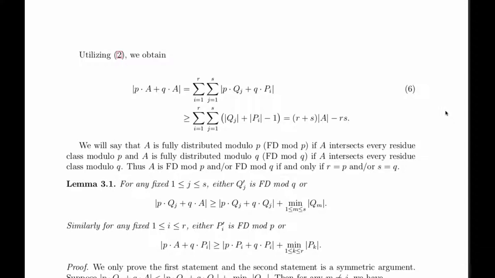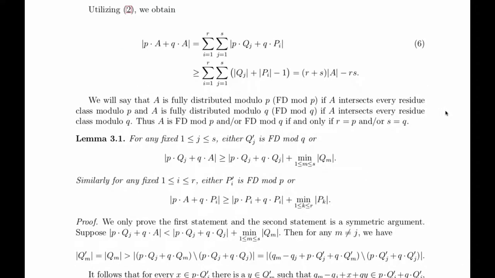And basically what can happen is the set A might not intersect every residue class mod PQ. And that's a significant problem which we have to work pretty hard to get around. But it's worth noting that if A does intersect every residue class mod PQ, which is basically what happens for a generic set, then equation 6 gives us the result we want to prove.